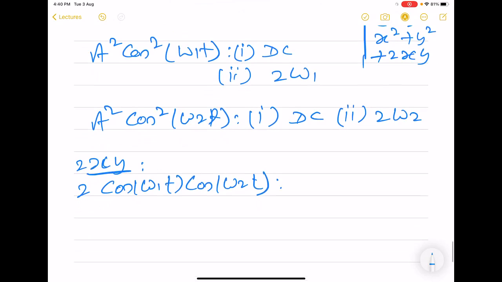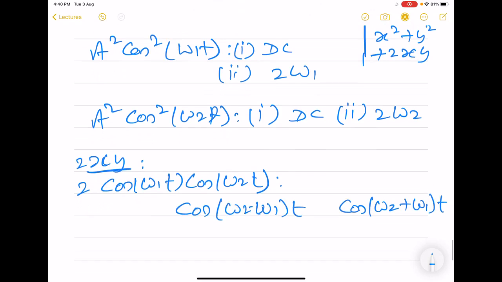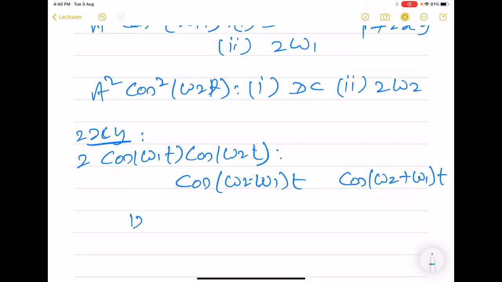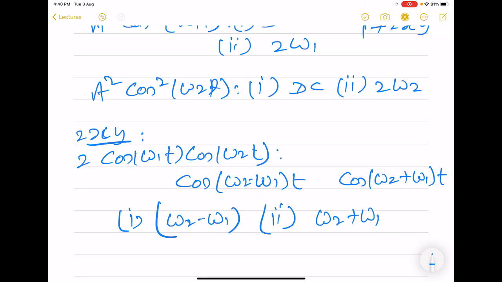And this, when we carry out the expansion, will give rise to two cosine terms, cos of (omega 2 minus omega 1)t and cos of (omega 2 plus omega 1)t. So these two terms will arise. So here we see that there are going to be again two frequency components, but which we never encounter for one tone case. One will be located here, omega 2 minus omega 1. Second is going to be located at omega 2 plus omega 1.